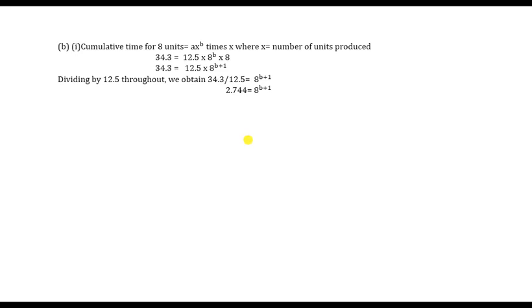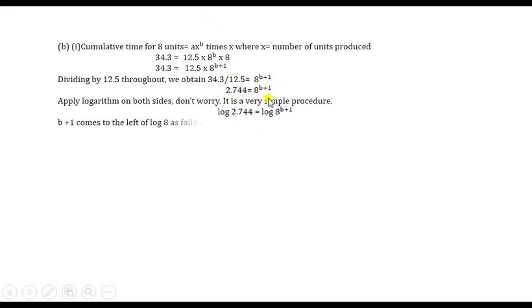And now we have to introduce logarithms. Don't worry at all. It's just a very simple procedure, and you have a calculator with you. So the logarithm of 2.744 equals the logarithm of 8^(b+1). By the rules of logarithms, if you have an exponent, it just goes to the left of the logarithm. So b+1 will go to the left of log 8. After this, we divide by log 8 throughout to obtain log 2.744 divided by log 8 equals b+1.